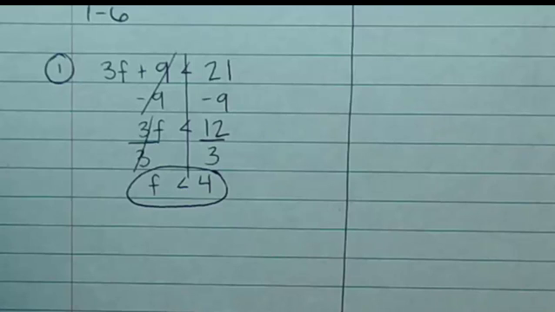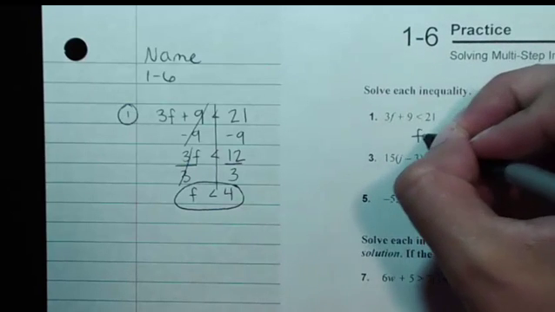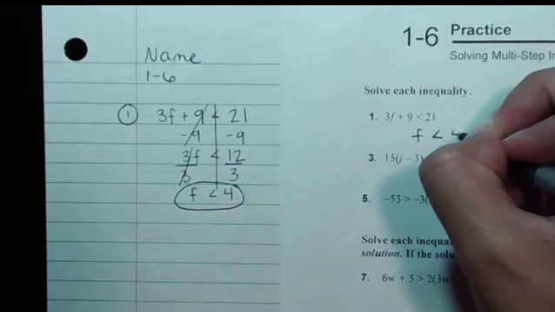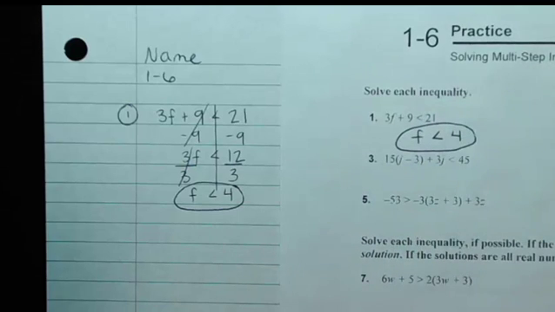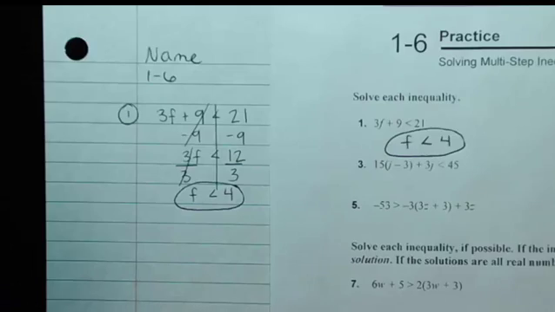Your work needs to be shown on this separate page. And then I'm going to go ahead and put my answer back on the paper. So I have to write f is less than 4. And I'm going to go ahead and circle that to show that that's my final answer. That's what you're doing for 2 through 6.